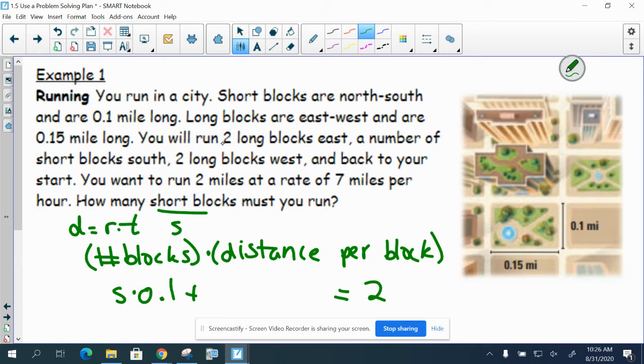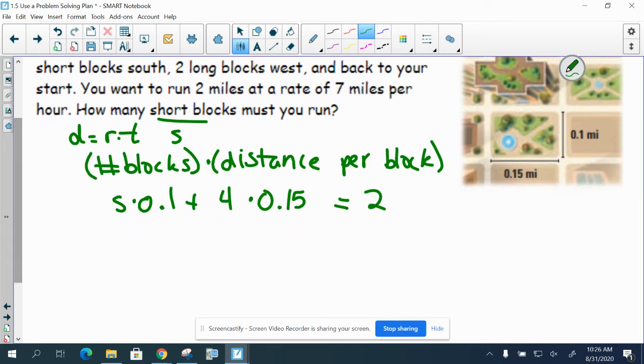So notice you're only given the amount of long blocks you've gone, not short blocks. It says you've gone 2 long blocks east, 2 long blocks west. So that'd be 2 plus 2 is 4. So for long blocks, you have 4 times 0.15, the distance per block. Okay, so this would be the equation that we would need.